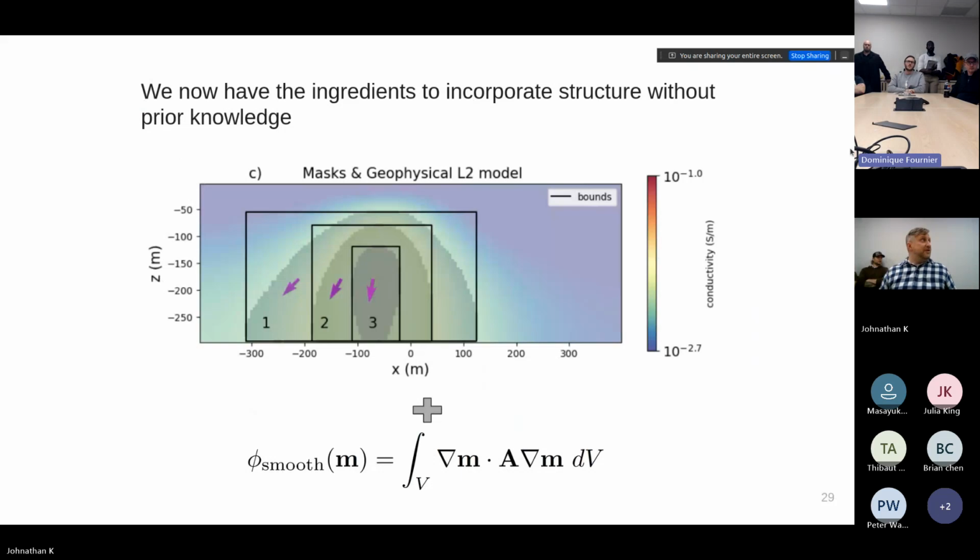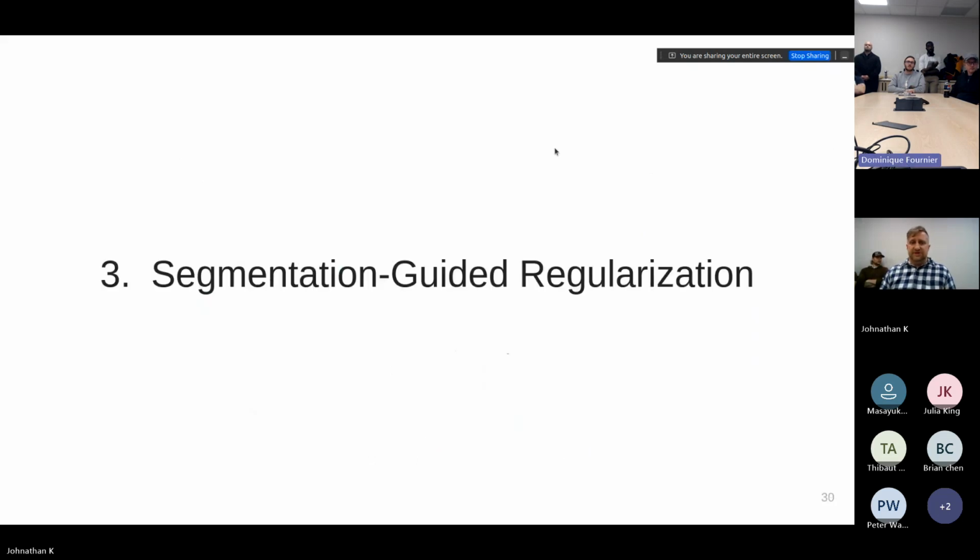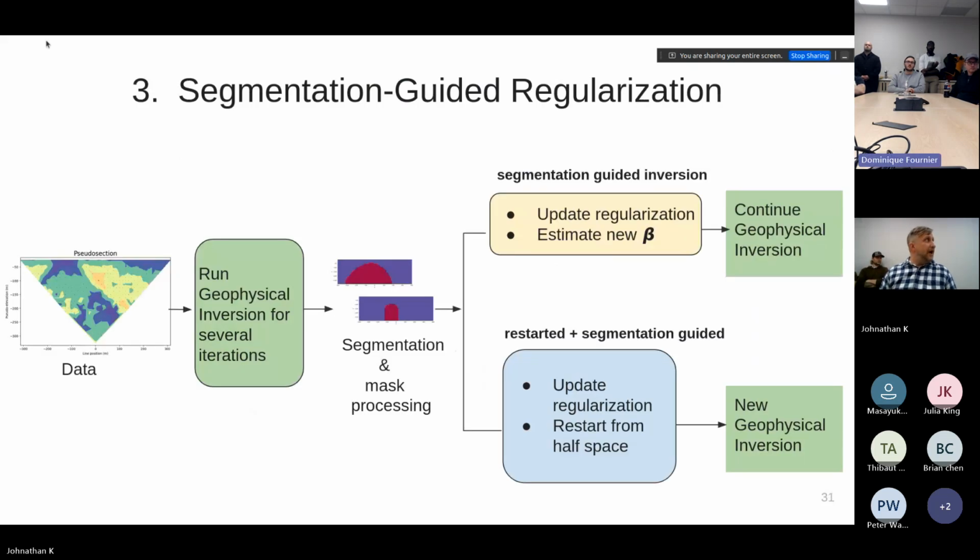So now we have all the ingredients to incorporate structure, and we know how to incorporate that structure using the rotated gradients. So let's put them together, and we'll look at the segmentation guided regularization. So the workflow here starts with the data, of course, and then we run the geophysical inversion for several iterations, and then we perform the segmentation and the mass processing. But then we have 2 options. We can update the regularization and estimate the new beta and continue the inversion, or we can update the regularization and then restart from the half space.